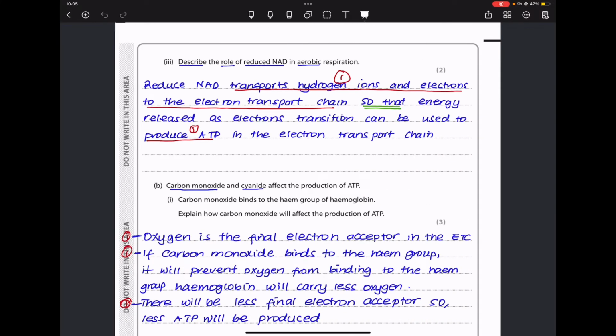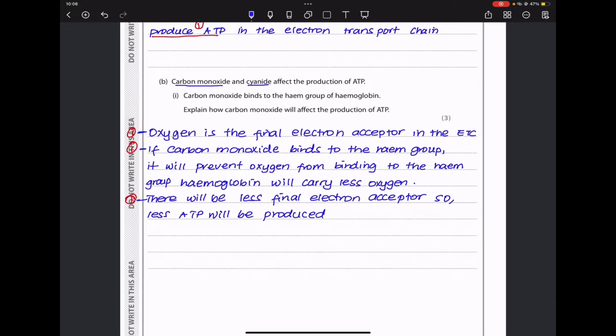Next, they say describe the role of reduced NAD in aerobic respiration. And again, remember, reduced NAD carries protons as well as electrons towards the electron transport chain. So I said reduced NAD transports hydrogen ions and electrons to the electron transport chain so that energy released as the electrons transfer can be used to produce ATP in the electron transport chain.